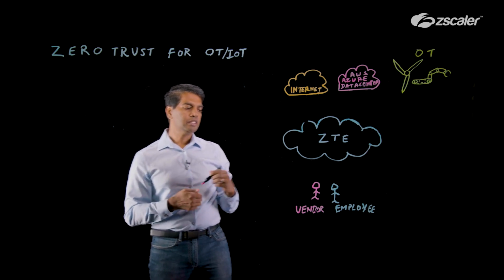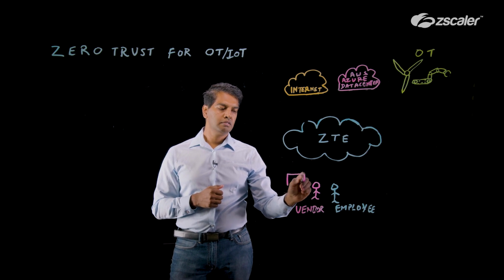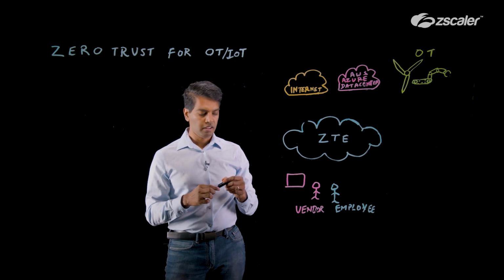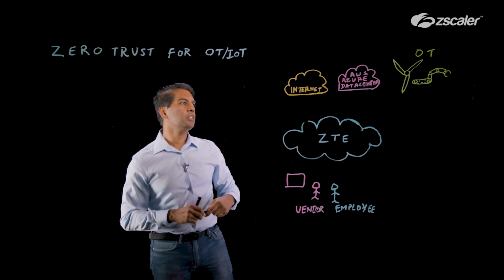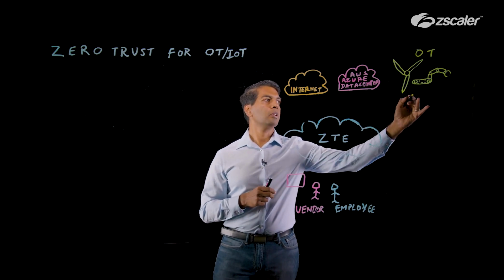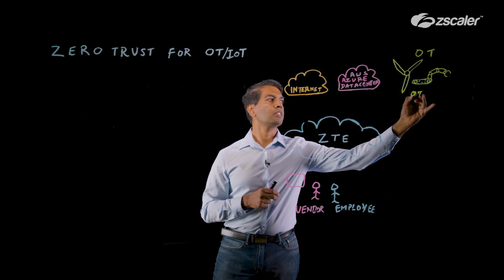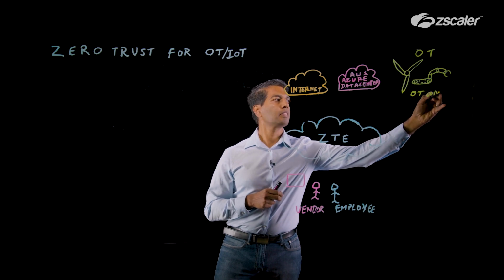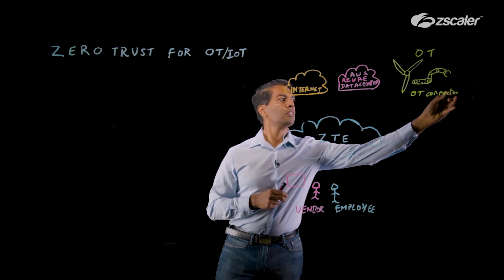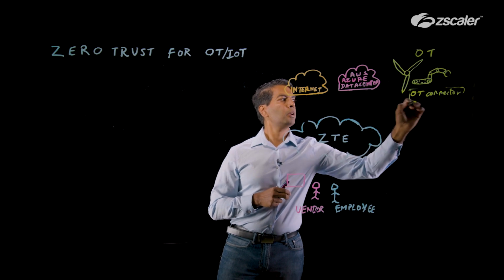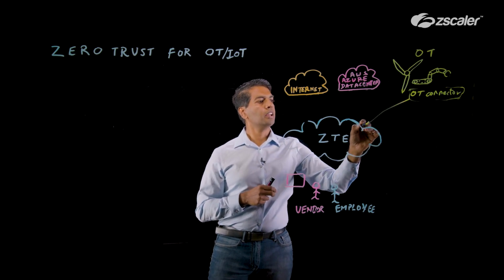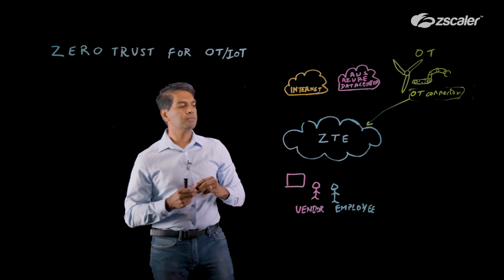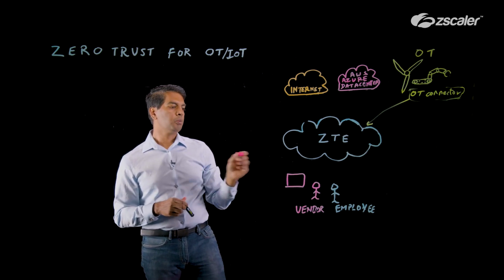So what are we doing here? The vendor can come in from an unmanaged device and can effectively communicate directly with your OT systems. And we are deploying a small component here called an OT connector. These are important components. The reason for that is this connector is doing an inside-out connection to the Zscaler cloud. Now, what is the vendor doing?